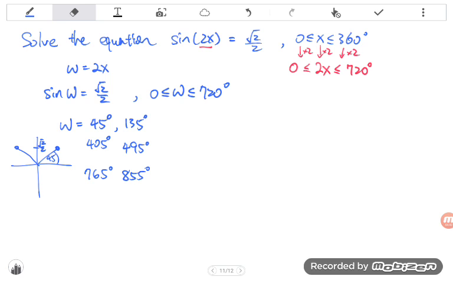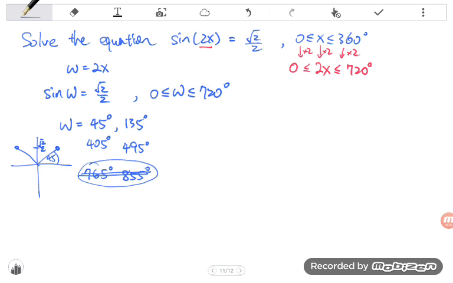However, not all of them would be the solution, right? Because as you can see, 765 and 855 are bigger than 720. In other words, they are on the right hand side of 720 on the number line. So these two angles will not be our solutions.